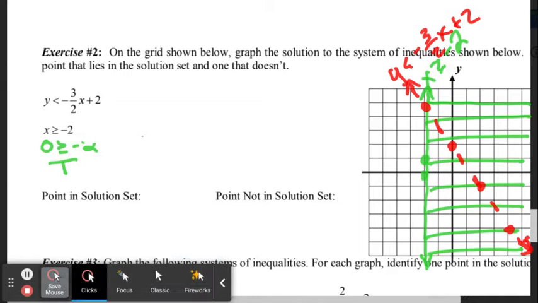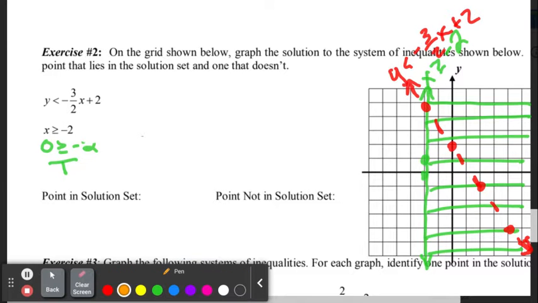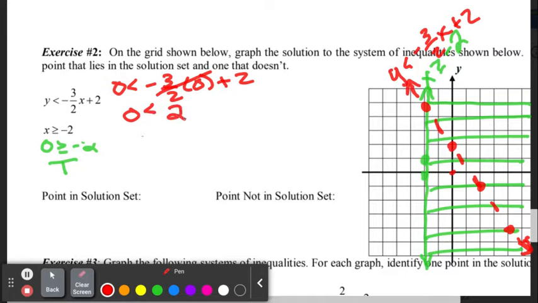So for this problem, I'm going to choose 0, 0. Okay, it's right there. So I plug a 0 in for Y and a 0 in for X. That goes away. That's why we like 0. That's true. So I'm going to shade in on the true side, on the 0, 0 side.